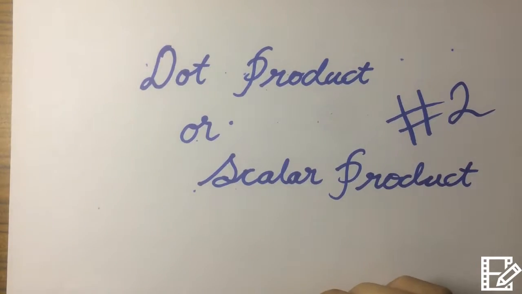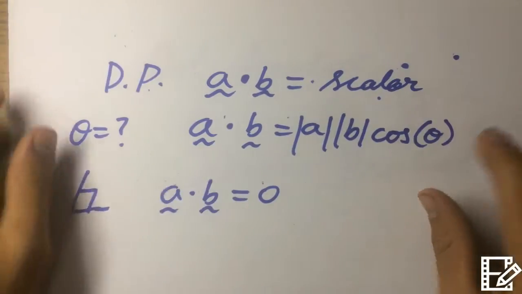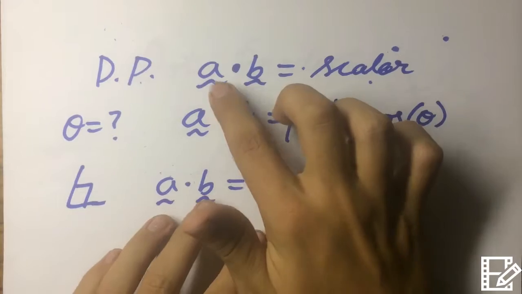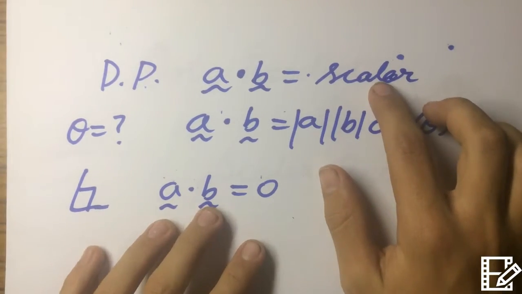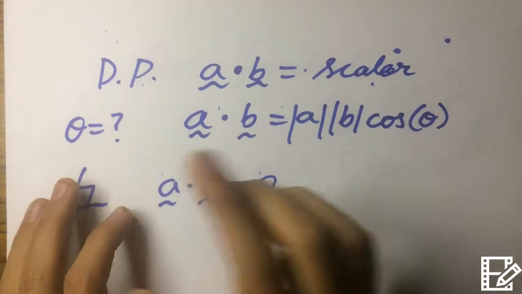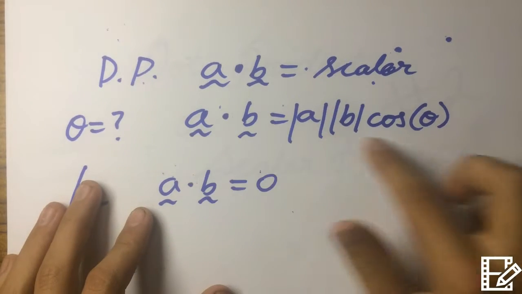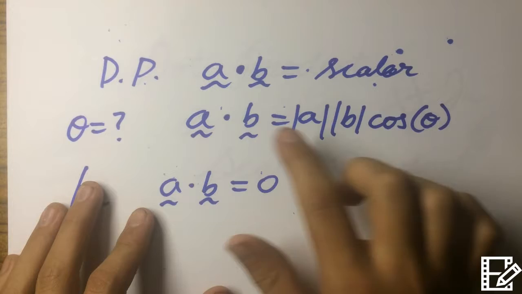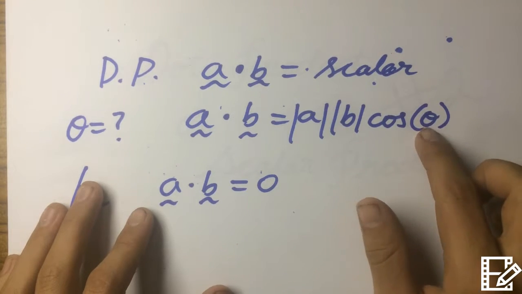So let's get right into it. When you use the dot product on two vectors, it gives you a scalar value, or a scalar quantity. When you want to find the angle between those two vectors, you use this formula right here, and you rearrange to solve for theta.